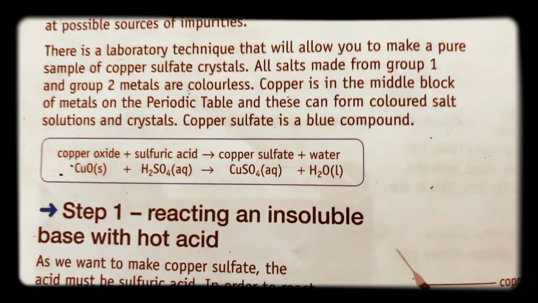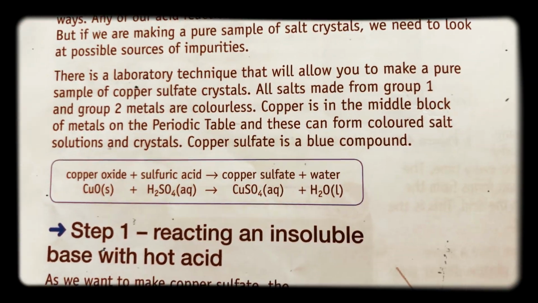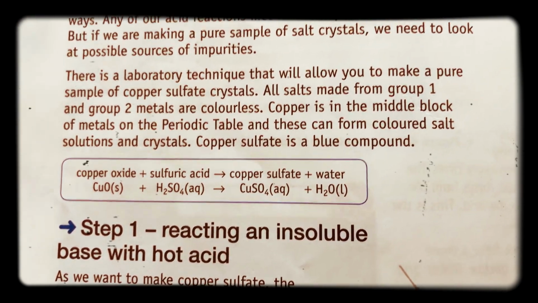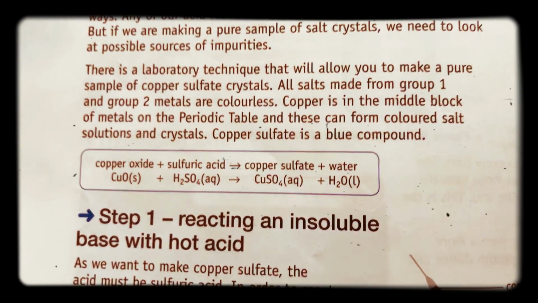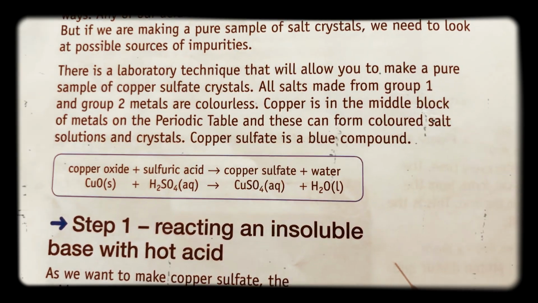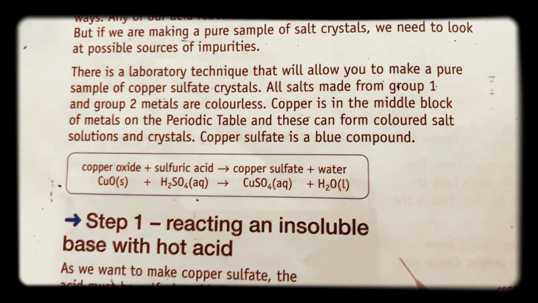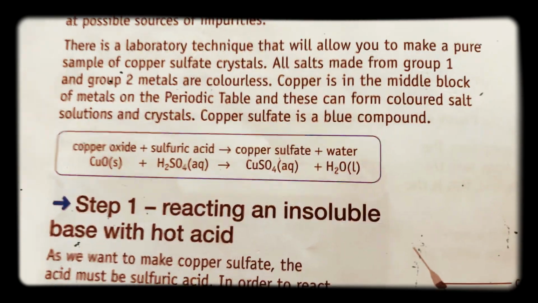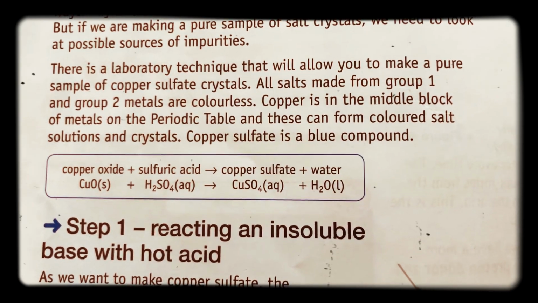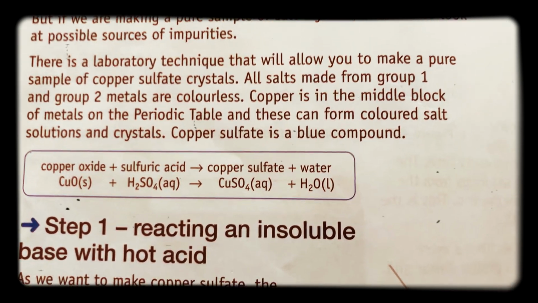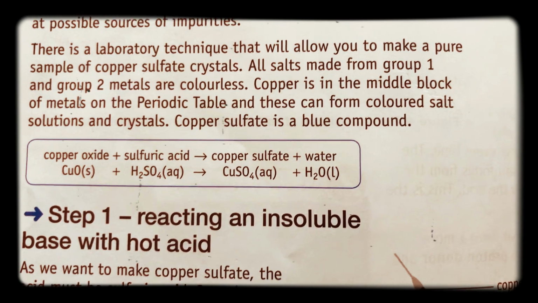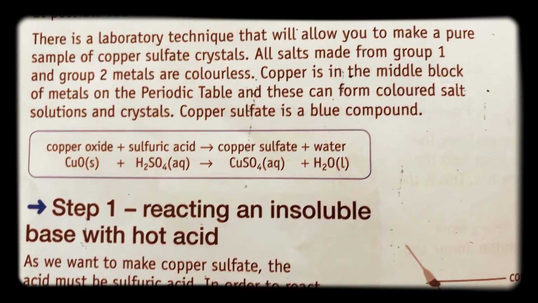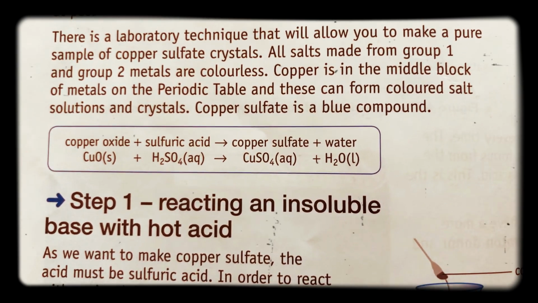But if we're making a pure sample of salt crystals, our priorities change. We have to look at all possible sources of impurities and make sure that within our method we end up with just the sample of salt, just the crystals. The laboratory technique that we followed in the classroom, and that I'm going to summarize with you, allows you to make a pure sample of copper sulfate salt crystals.